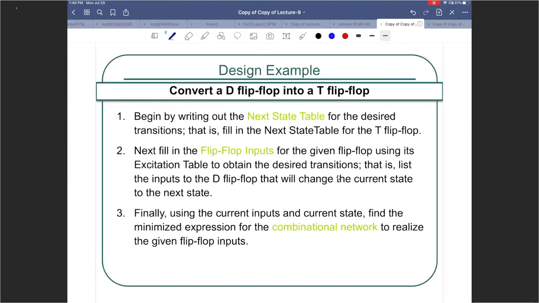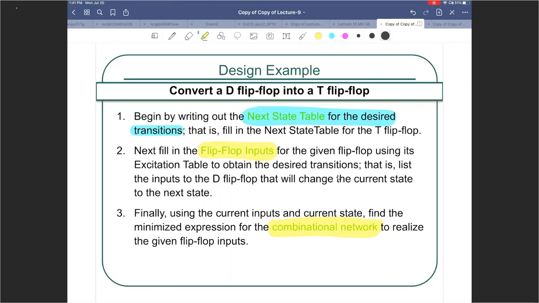On this last slide, in a very formal way, I have explicitly written out the process that we went over. If you want to convert any flip-flop to any flip-flop, you start off by writing the next state table of the desired flip-flop, the desired transition. That was step number 1. Step number 2 was to write the excitation, using the excitation table, to figure out the flip-flop inputs of the given flip-flop. The last one was to derive the combinational network that allows us to get those particular inputs at the given flip-flop.